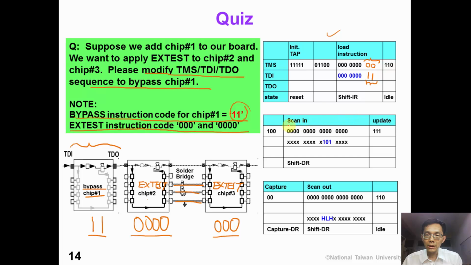When we want to scan in our test data, we need to add 1 more bit for the bypass register. So we add a 0 and X here. This corresponds to the don't care in the bypass register of chip number 1. Similarly, when we scan out, we have 1 more extra bit of bypass register. Have you got it correctly?